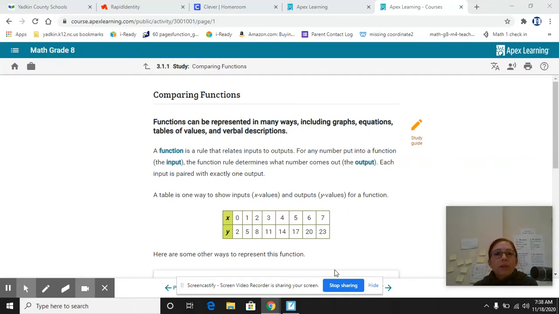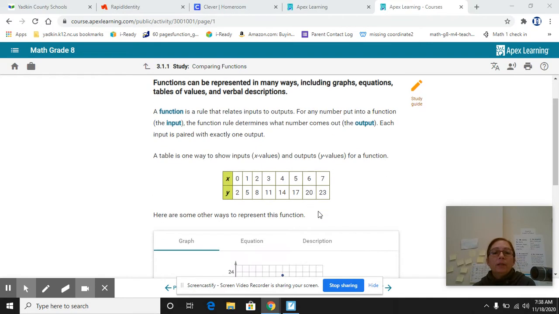Okay, I'm going to go over Unit 3.1, comparing functions for B-Day students. This is what we'll be doing when you come in tomorrow and Friday. I ask you to do the study, and so let's go through a few of these pages as much as I can in 5 minutes for this video.